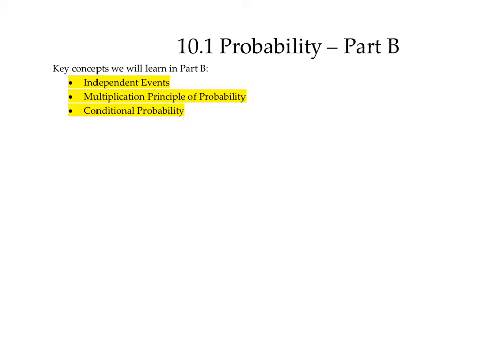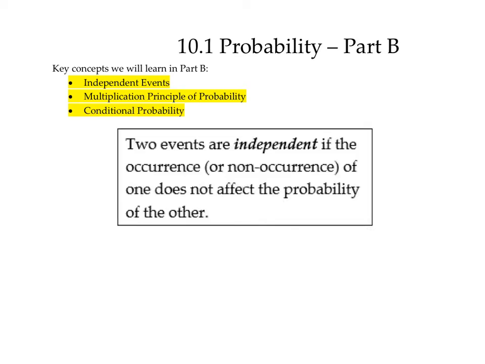So let's begin with the concept of independent events. In probability, two events are independent if the occurrence or non-occurrence of one of them does not affect the probability of the other one occurring.